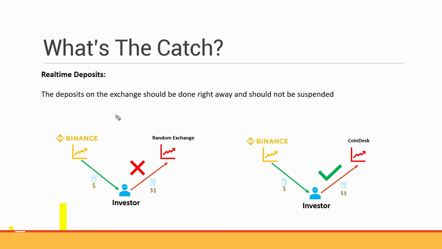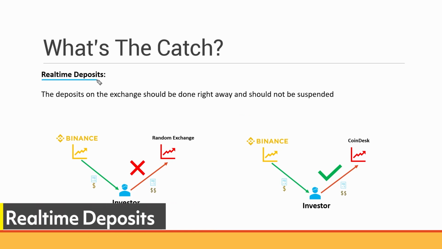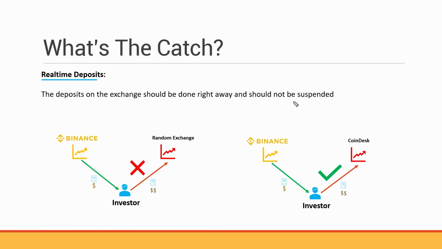Now, the second thing that you need to consider is the real-time deposits. The deposits on the exchange should be done right away and should not be suspended. What happens sometimes is when you buy from one exchange and want to sell it on another exchange, you have to deposit your currency or funds on that exchange. Now, some exchanges do some verifications and they'll suspend your account for a moment in order to process those verifications. So again, you'll be left with a bunch of assets that you bought from the first exchange.